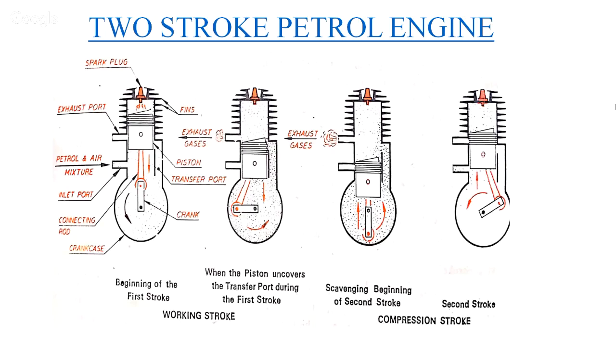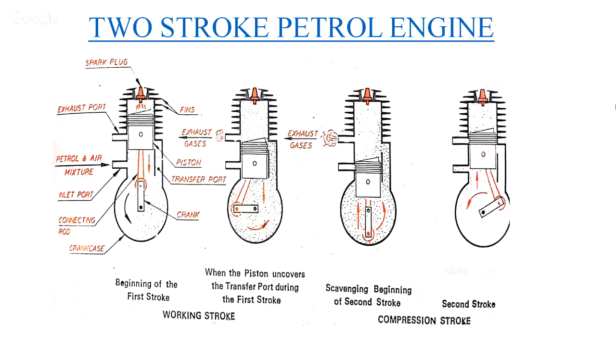See, you can observe the diagram of the two-stroke petrol engine here. The two-stroke petrol engine consists of a cylinder, cylinder head, piston, connecting rod, crank, etc. See, in the cylinder, there are three passages. They are called ports. On the circumference of the cylinder, three holes are made. They are called ports.